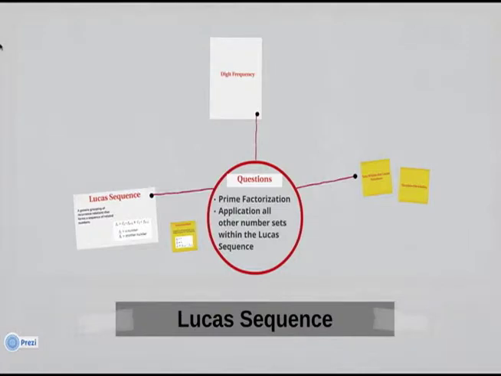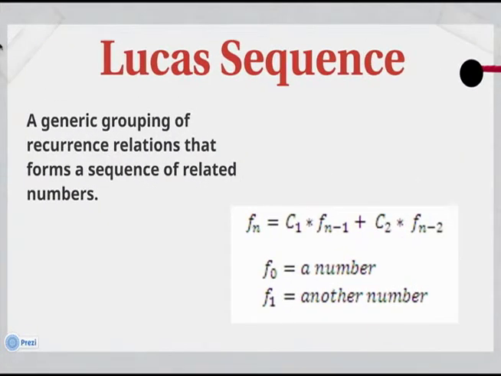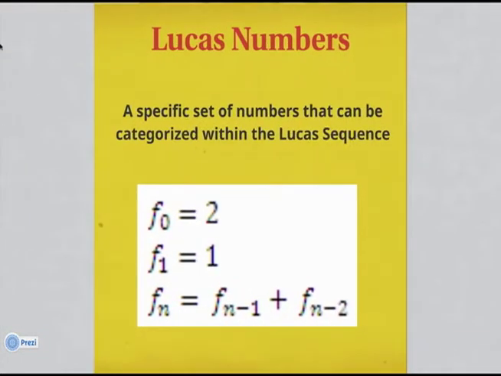The Lucas sequence is a generic grouping of recurrence relations that forms a sequence of related numbers. This sequence can be defined as shown below. As a group, we spent time exploring the Lucas sequence, and more specifically, the Lucas numbers. The Lucas numbers can be categorized within the Lucas sequence.